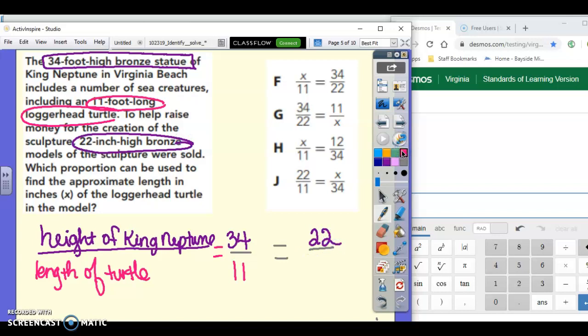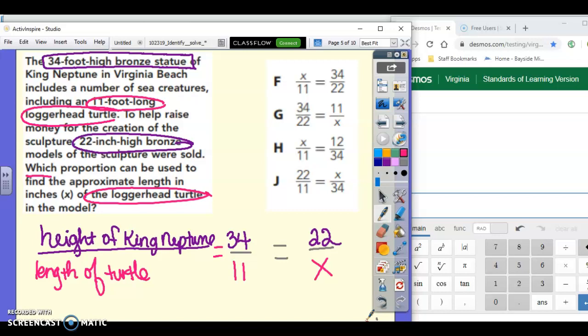And I'm going to try to see what's the height of the turtle. Well, it says which proportion can be used to find the approximate length in inches of the turtle. So we don't know that. So what I'm going to do is put an X there because we do not know it. So I first of all look and see, are any of these set up exactly like mine? Well, no, but that's okay.